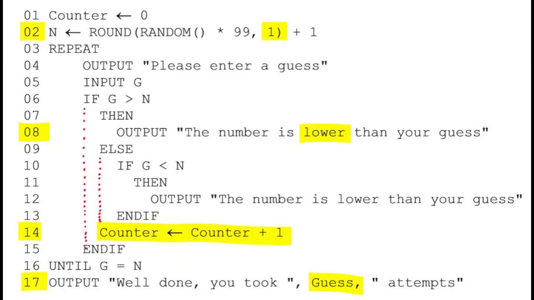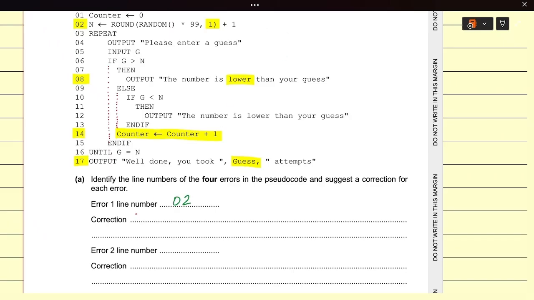Line number 14, last error. Line number 15 correct, 16 is also correct. Line number 17, output well done, you took guess attempts. Now guess is not even a variable declared in this pseudocode, so here it will not be guess, here it will be counter. Well done, you took counter attempts, because counter is counting the number of guess. So let's write this down quickly.